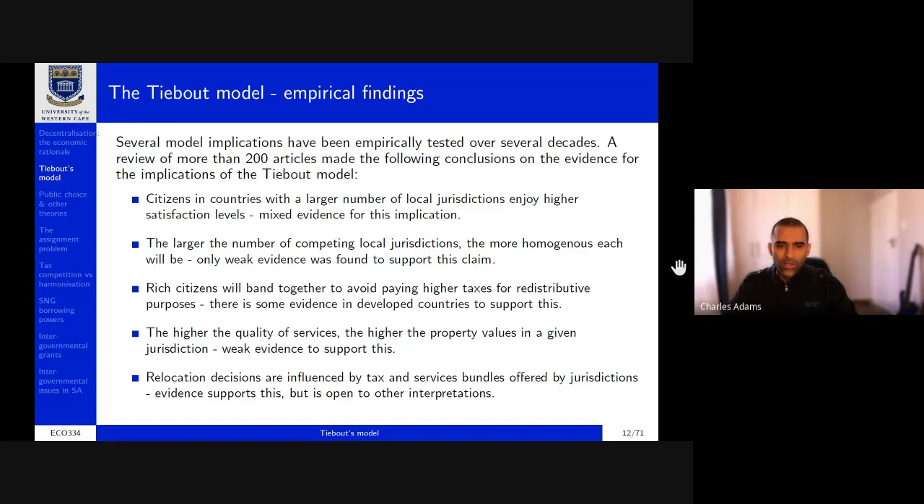Another implication is that relocation decisions are influenced by tax and service bundles offered by jurisdictions. So this is one of the main implications of this model. And there is empirical evidence that does support this. But of course, there are always confounding factors when we do empirical work in economics, and the results can be open to other interpretations. But the data do potentially provide some evidence for this.